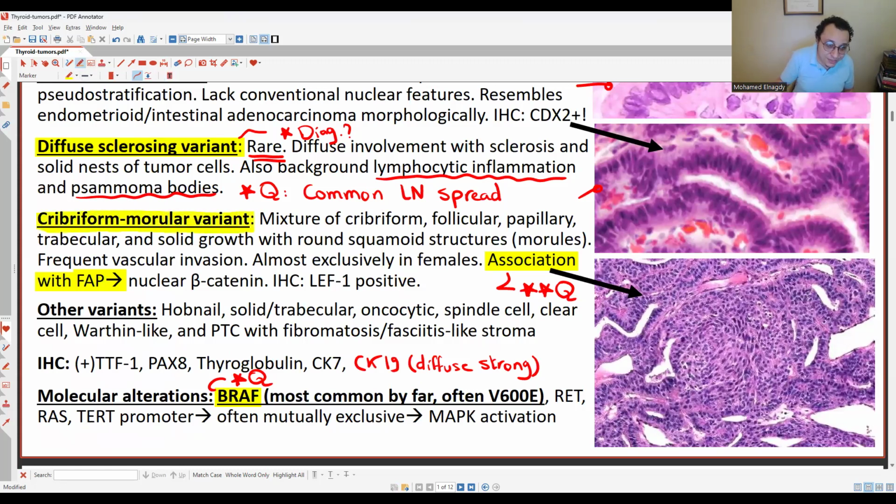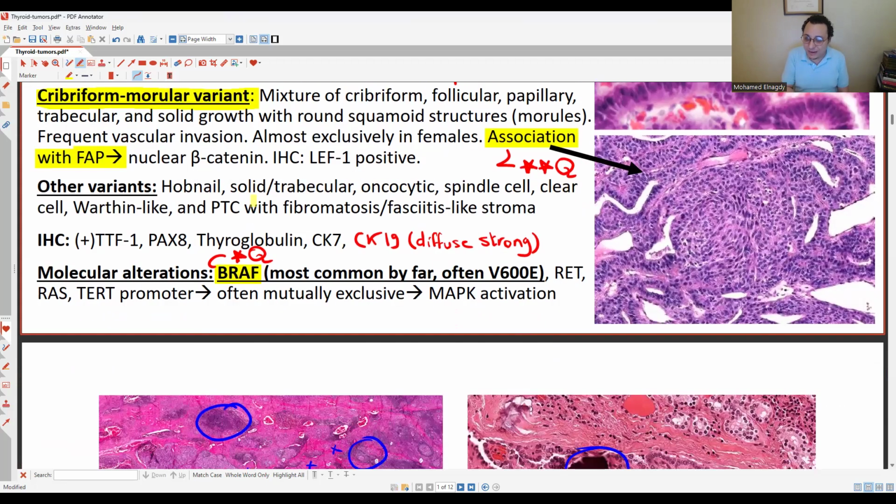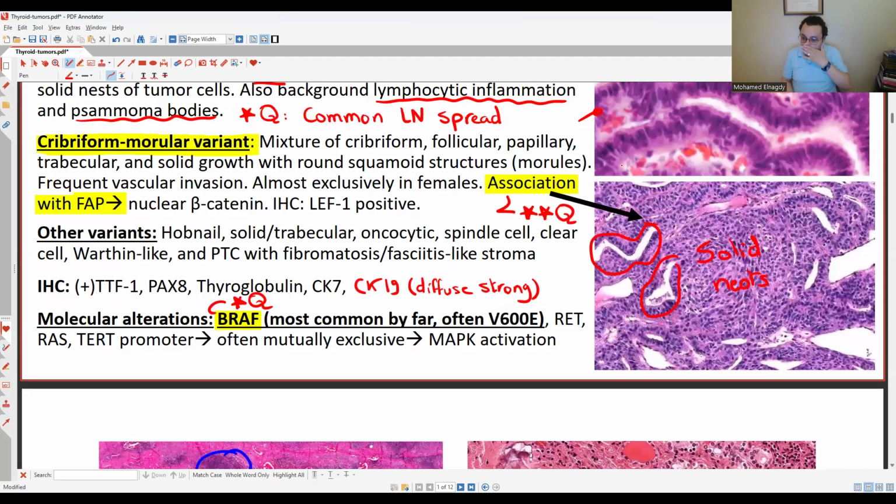This one also is a board favorite and RISE favorite. I think they asked it in the last RISE exam. Cribriform morular variant. What's specific about it? It just has some solid nests. See, a lot of solid nests. That's why they call it morular, because you have morules or masses of cells with papillary nuclear features, and there is cribriforming. There are holes in these morules. So morules with holes. That's the cribriform morular variant.